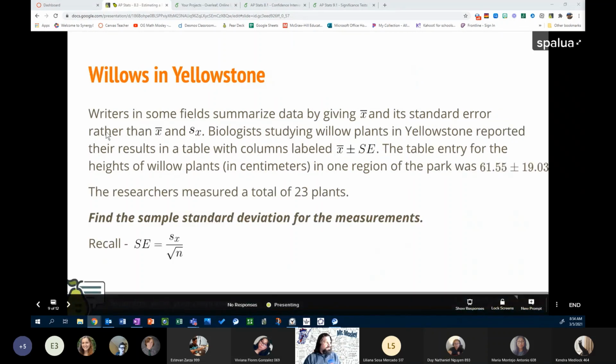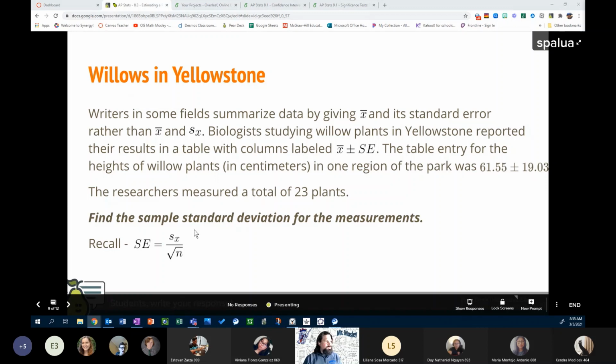So we have willows in Yellowstone. Writers in some fields summarize data by giving x bar and its standard error rather than x bar and the standard deviation of the sample, s sub x. Biologists studying willow plants in Yellowstone reported their results in a table with columns labeled x bar plus or minus the standard error. The table entry for the heights of willow plants in centimeters in one region of the park was 61.55 plus or minus 19.03. The researchers measured a total of 23 plants.